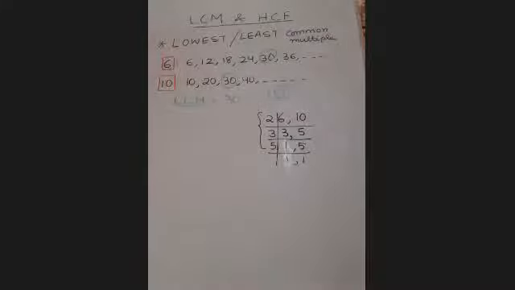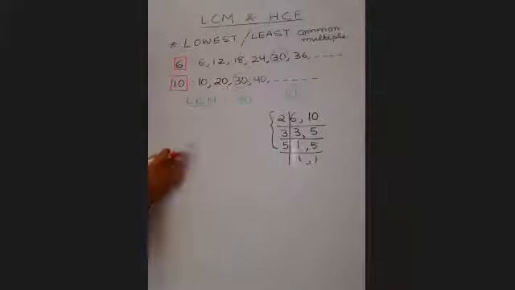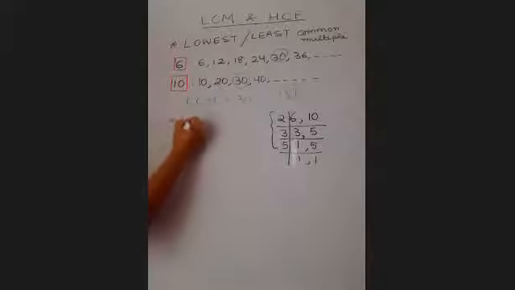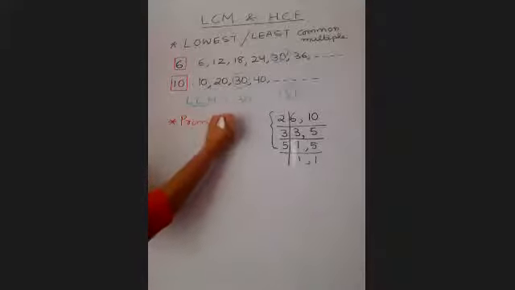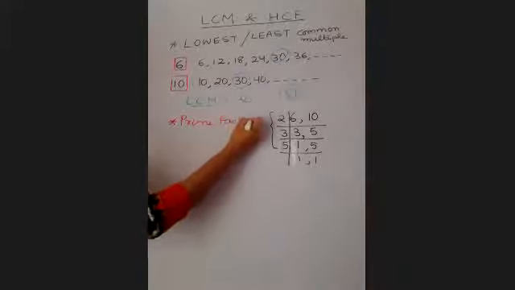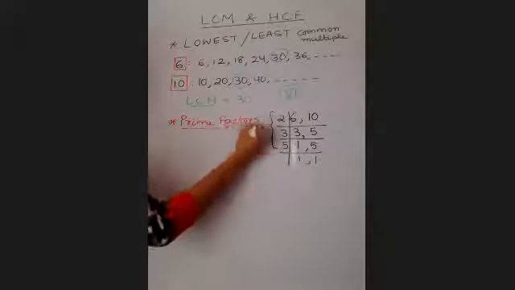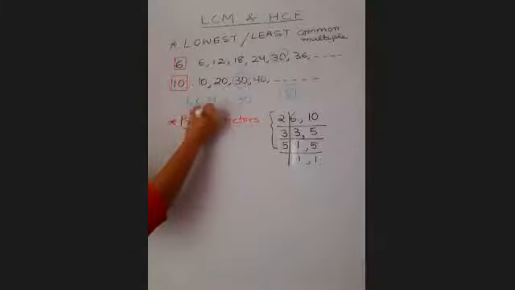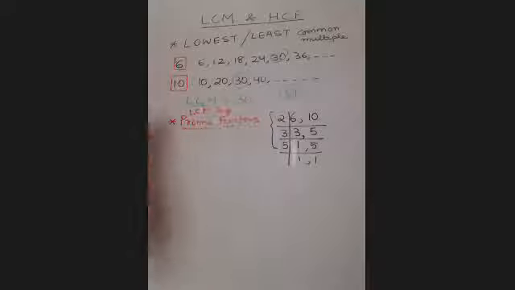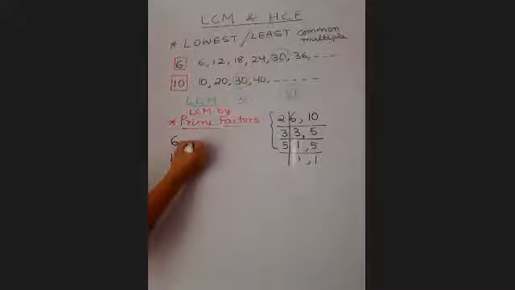Now I'm giving you another way of finding LCM. What is that method? Prime factorization, by finding its prime factors. So I will be finding prime factors. So LCM by prime factors. What are we going to do in that? We will write 6 and 10.